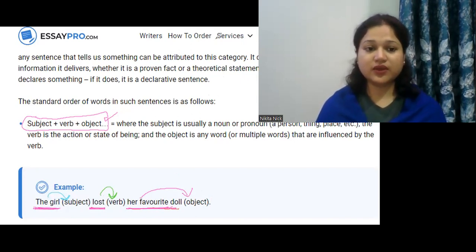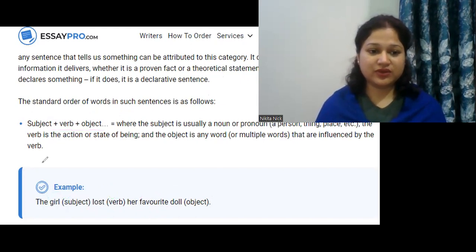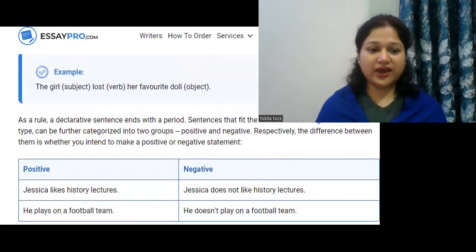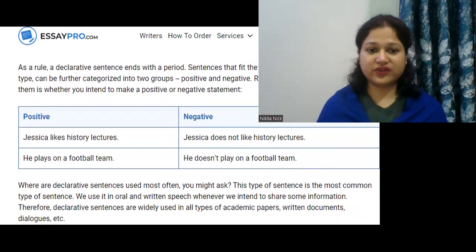Okay? I hope you have learned something till here. If there is any confusion, then please comment below. All right. As a rule, a declarative sentence ends with a period.